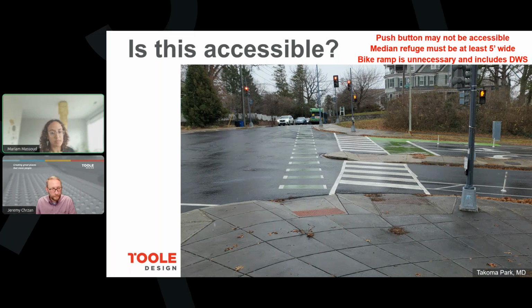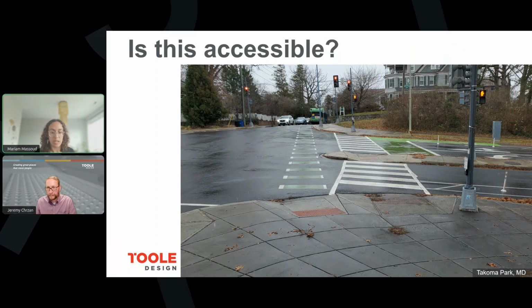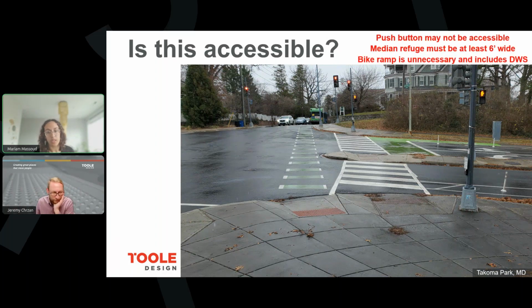And then the bicycle ramp is not really necessary, and putting the detectable warning surfaces at the top of the ramp is not really in line with current guidance.